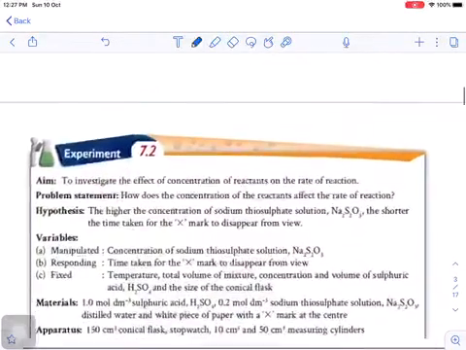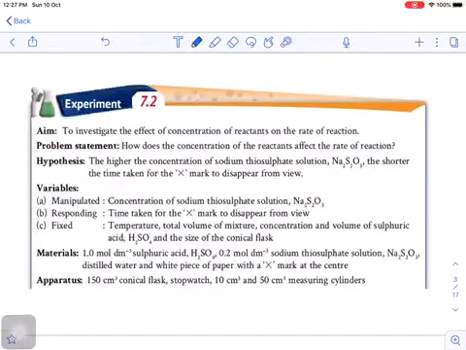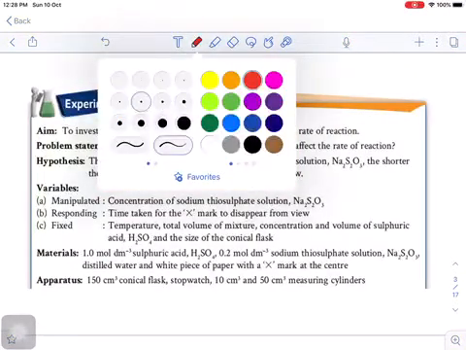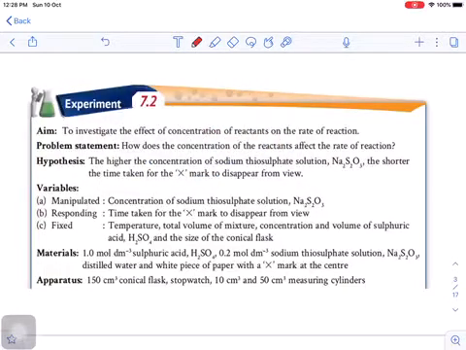Okay, now we go to the experiment regarding the factor of concentration. To investigate the effects of concentration of reactant on the rate of reaction. So, kita nak fokus concentration of reactant on the rate of reaction. Our problem statement: how does the concentration of reactant affect the rate of reaction?